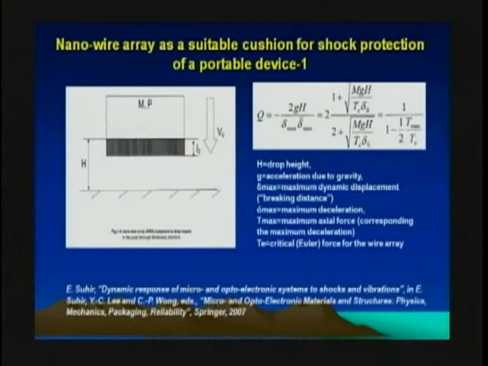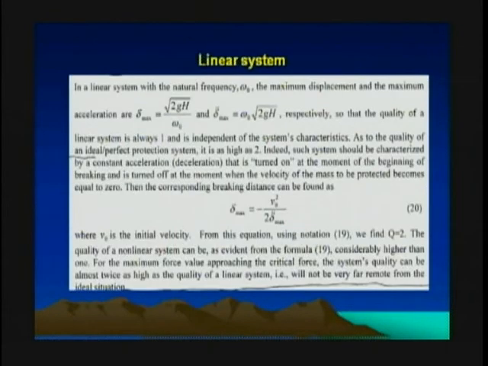And we described that in detail in the chapter in this book, which is Dynamic Response of Micro and Optoelectronic Systems to Shocks and Vibrations, in the part which is called extension. That's what I described there. And you see here how this quality could be obtained and calculated for the given maximum displacement, maximum acceleration, and for this particular system, how these displacements and accelerations could be obtained. And this is in a linear system.